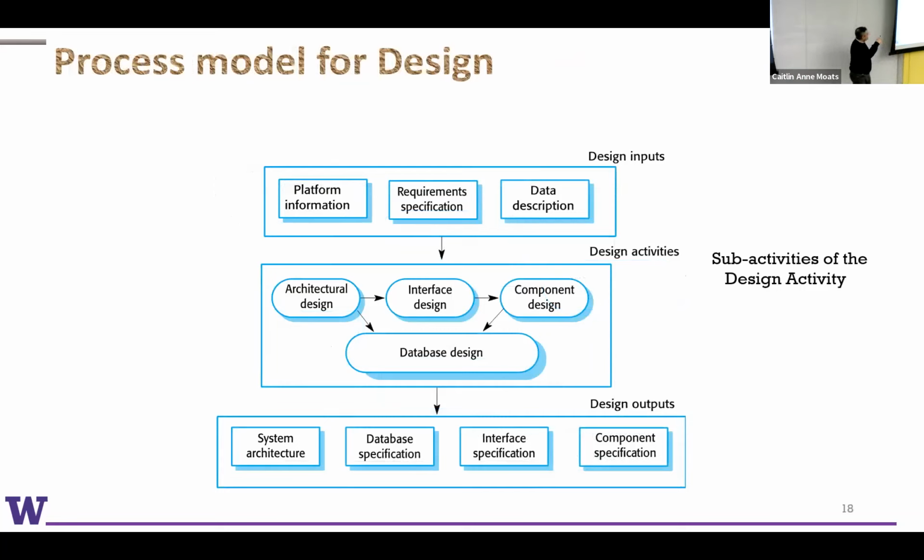And here we have a process model for the design. These are our inputs that we need. They should be ready so that we can proceed with the design. And what do we do? We do the architectural design, interface design, component design, and database design. Usually the way we do it is you start with the architectural design, then interface design, component design. At the same time, architectural design lets us work on the data. So database design might be done in parallel with other types of design activities. So this is how it describes.